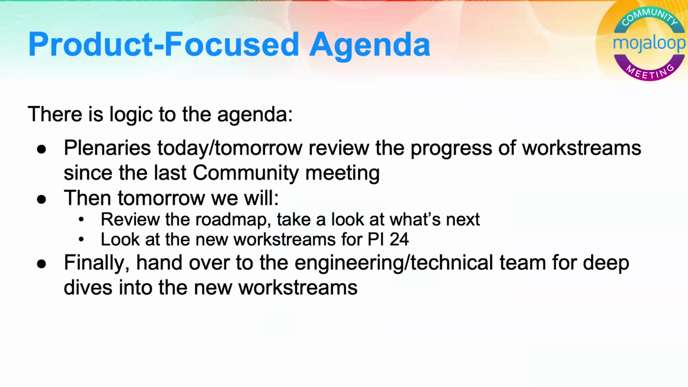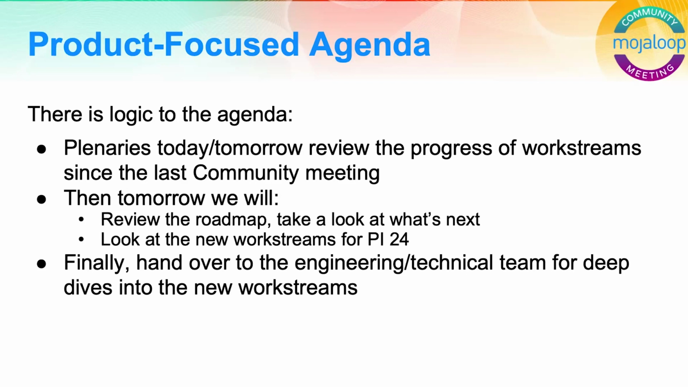So today, for the rest of the day and some of tomorrow, we have very much a product-focused agenda. There is some logic to this. We have a set of plenaries first, and these plenaries I have arbitrarily defined as reviewing the progress of the work stream since the last community meeting. So this is a classic Mojaloop readout. This is the work stream saying, this is what we've done, this is how we think it contributes to the overall objectives of Mojaloop, and please recognize our efforts.